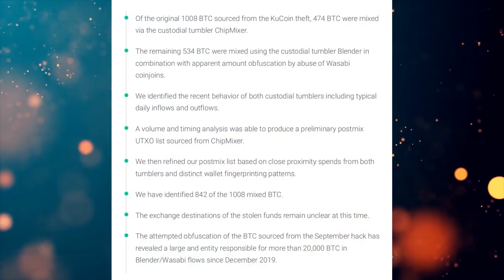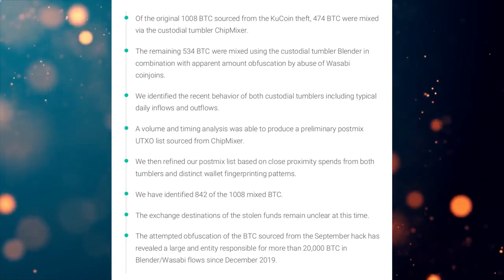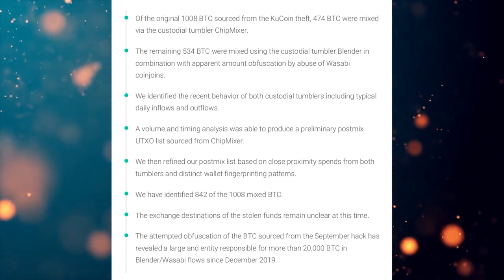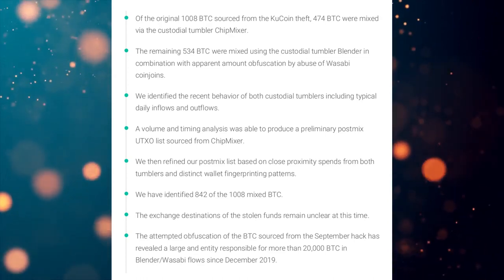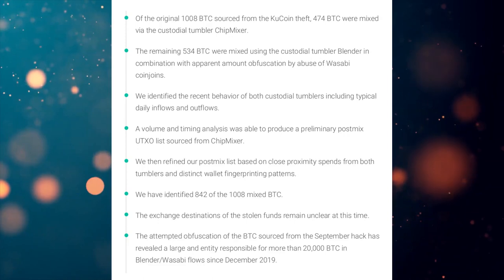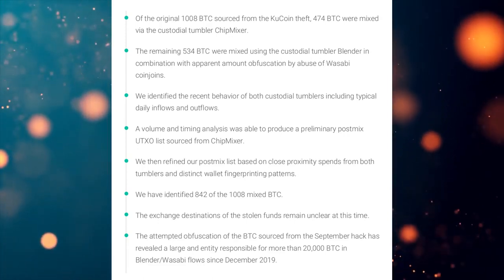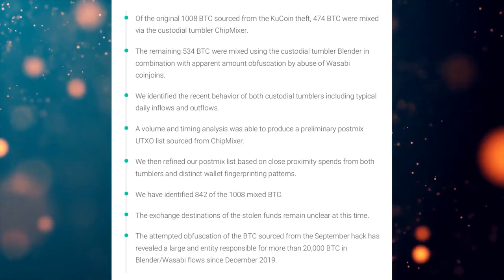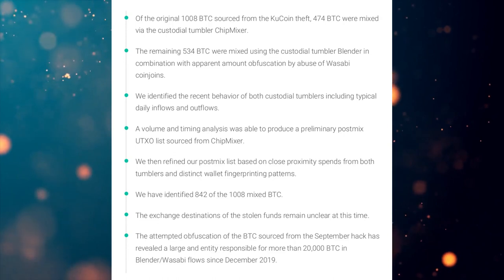overall, these observations raise more questions than we can answer at the time. Are these large volumes related to Hydra Market? Is this a white glove laundering or mixing service? Are we watching Blender basically abusing Wasabi to sort of protect themselves? We don't quite know, and it's just something that we'll have to keep an eye on.